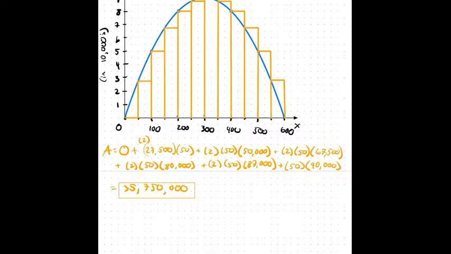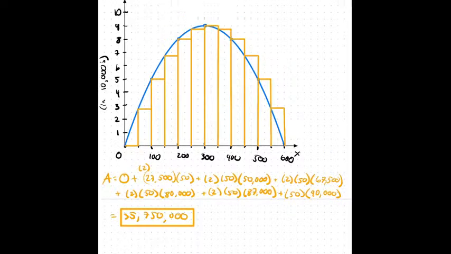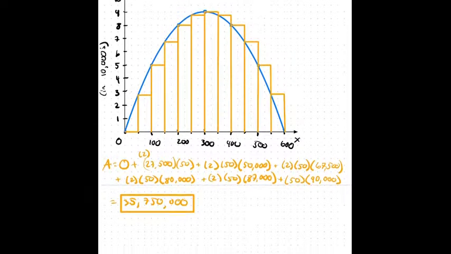Let me check something real quick. It's this one, the second to last one. So not at 300, but at 250. I want to recalculate that one. That should be at 87,500. Let me see, when x is 250.